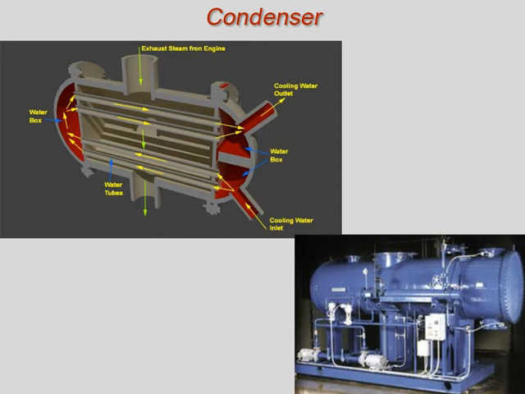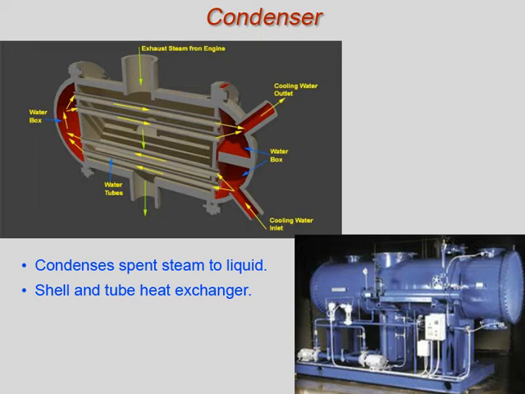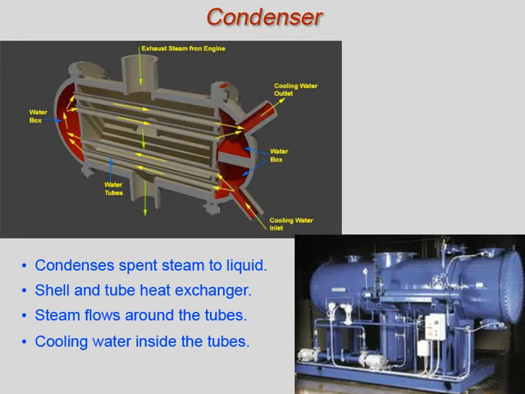The purpose of a condenser is to remove heat from a vapor and change it to a liquid. Steam enters a condenser and flows around the tubes. Cooling water flows through the tubes. Heat is transferred from the steam to the cooling water inside the tubes. Removing the latent heat of condensation causes the steam to condense. The condensate is then returned to the steam generator for reuse.